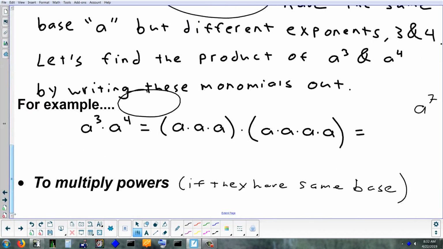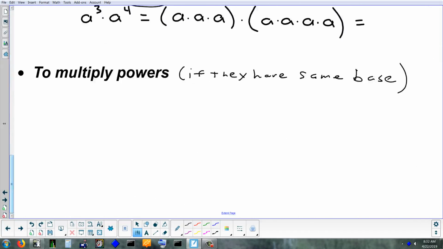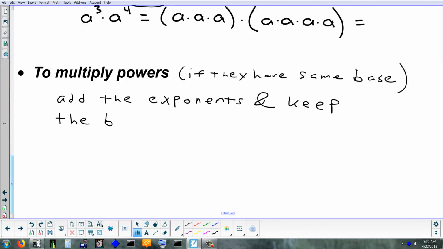All right, so to multiply powers if they have the same base, what you want to do is add the exponents and keep the base the same. Keep the big number or letter the same, then add the little numbers together.